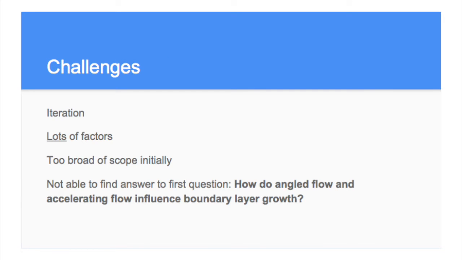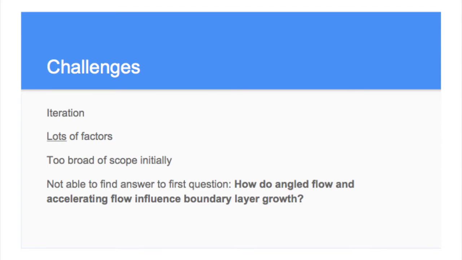So we faced a couple of challenges in our project. One of them, the biggest one, was probably iteration. In order to solve analytically, we needed to start with an area ratio, solve for velocity, plug that back in to find another area ratio, and keep iterating until we found the right thing. And it included a lot of factors, which made it difficult as well. And you'll see that on the next slide.